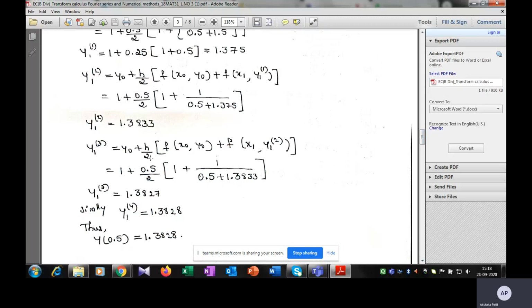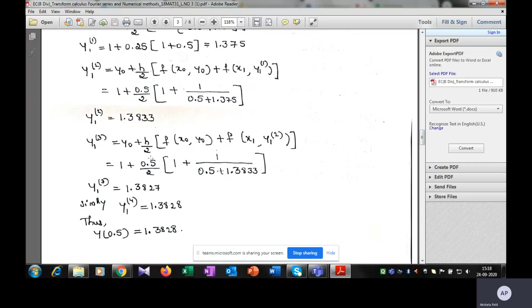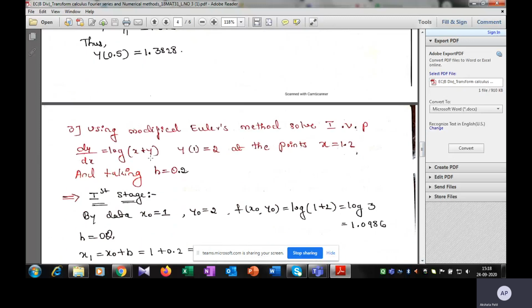Okay, now just check the second approximation value and the third approximation value. Are both approximation values the same? Yes, both values of y1 are the same up to 3 decimal places. Is it right? If you want, you can do one more for the fourth approximation. Then also you will get the same value, that is 1.3828. Thus y of 0.5 equals 1.3828, which is the required solution of the given differential equation by using the modified Euler's method. Okay, I hope you understand this example.